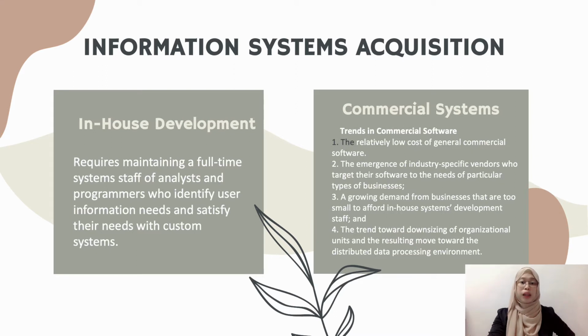And fourth, large enterprises have been more interested in commercial software because of the tendency toward smaller organizational units and the subsequent drive to dispersed data processing. In fact, firms with in-house system development staff frequently buy commercial software as needed. Turnkey systems, backbone systems, and vendor-supported systems are the three types of commercial software.